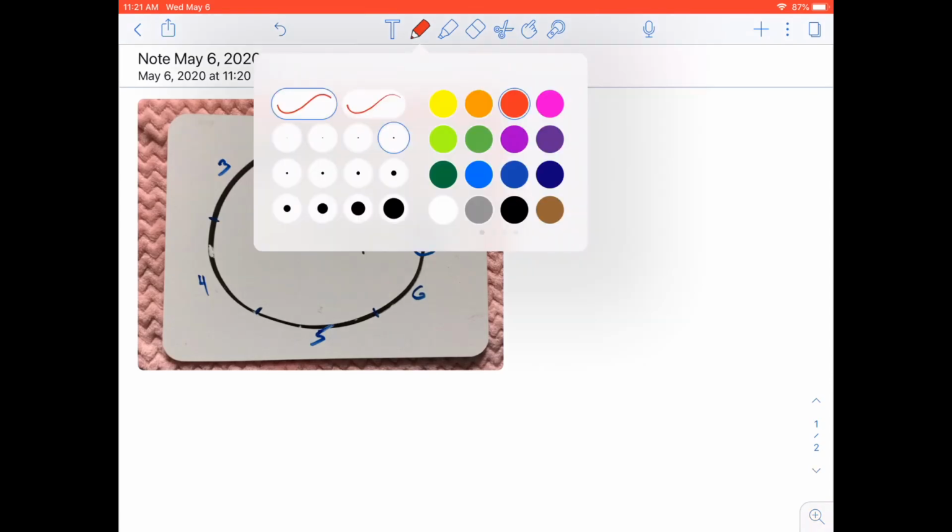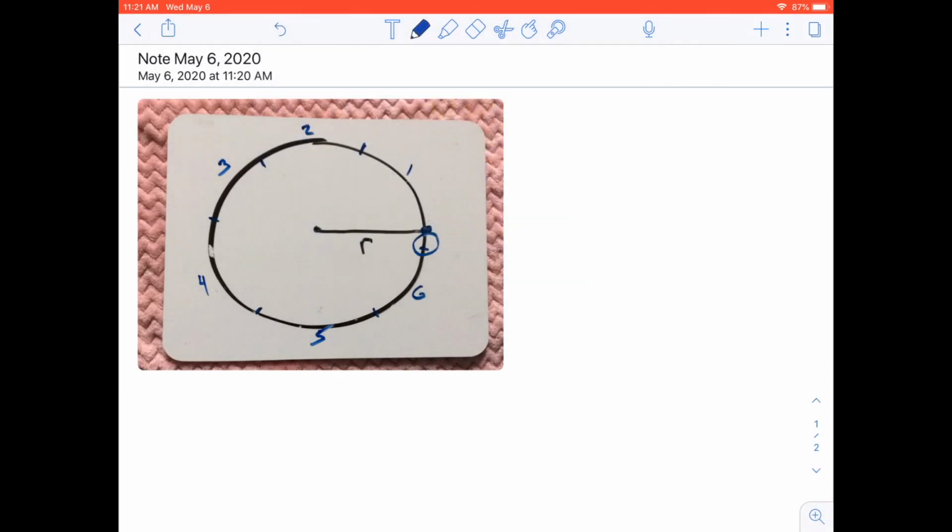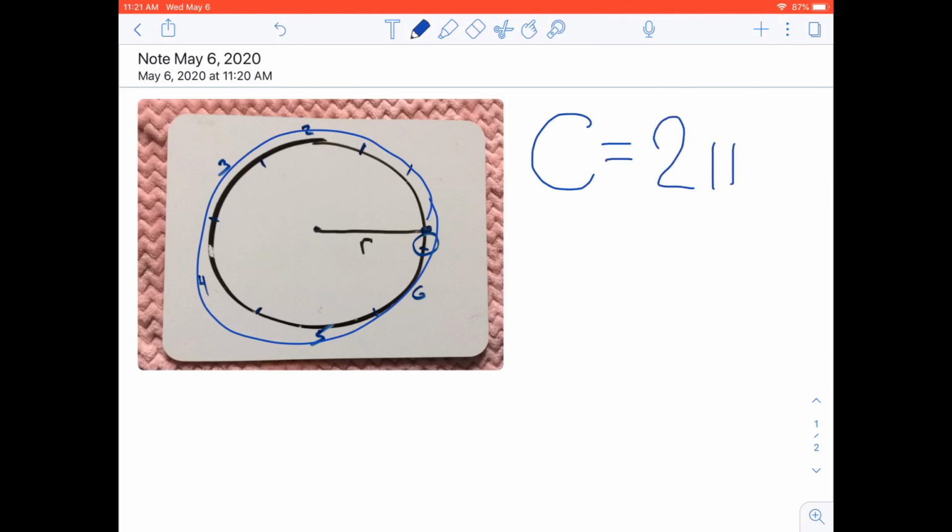So if we think about what we did, what we measured was the distance around this circle. Well, the distance around the circle is referred to as circumference. And if we go a step further, we know the formula for circumference. Circumference is equal to 2 pi r. Well, what does that actually mean? Well, the distance around the circle is equal to 2 times pi radii.